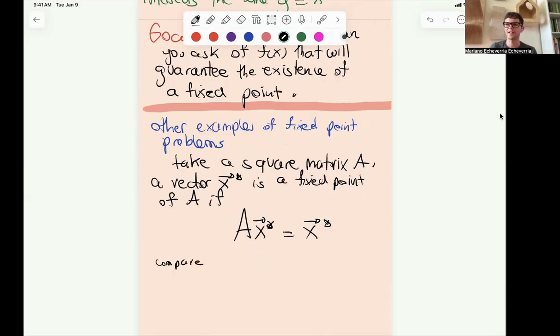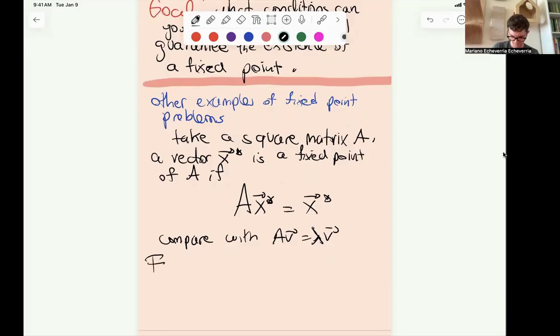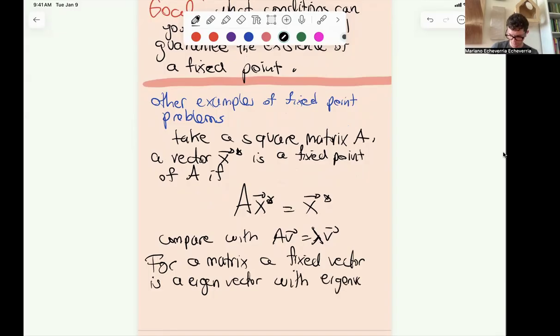Let me give you a hint. Again, vectors, right? So compare with A v equals lambda v, right? The only difference here is that I entered lambda equals 1. So a fixed point of a matrix is an eigenvector with eigenvalue 1. So for a matrix, a fixed point vector is an eigenvector with eigenvalue 1. The eigenvalue has to be one because literally the idea of a fixed point is that you do nothing to the vector in this case, or the point, right? So it leaves it alone.